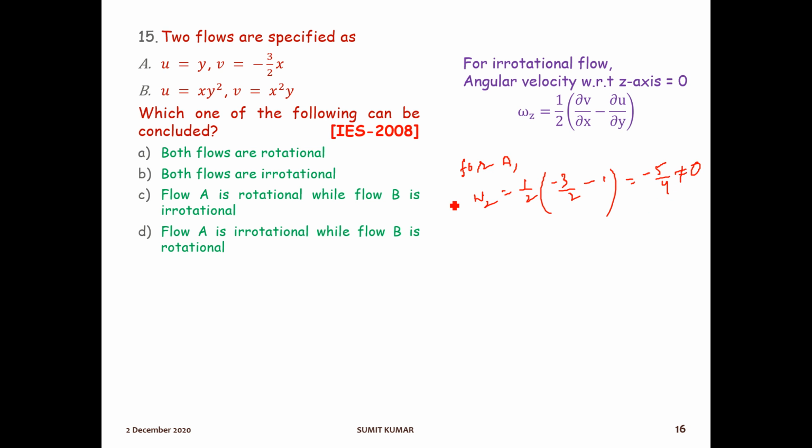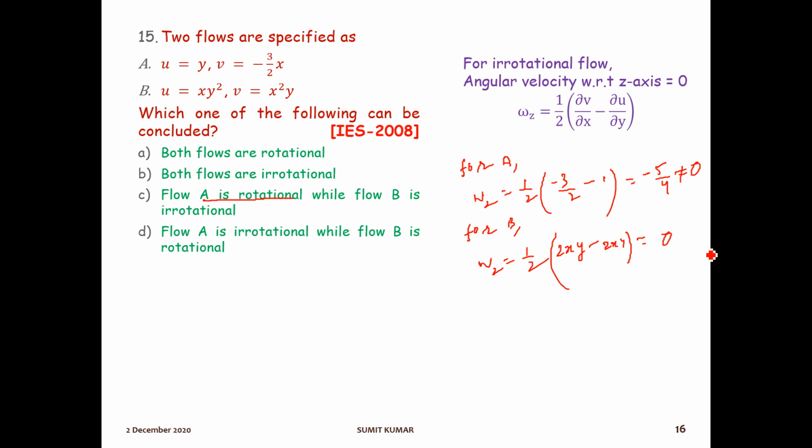So flow A is rotational. Okay. And now check for B. For B, omega z is equal to half of dv/dx. Here dv/dx is what? 2xy, minus du/dy. du/dy is what? 2xy. So here it is coming 0.